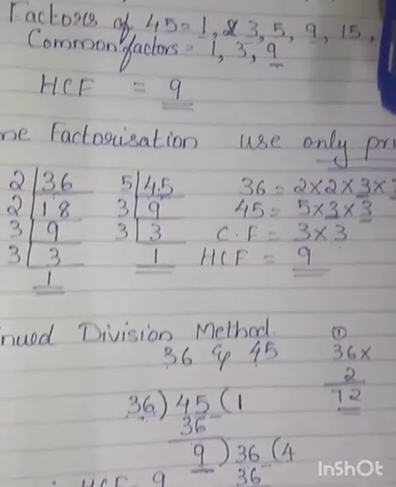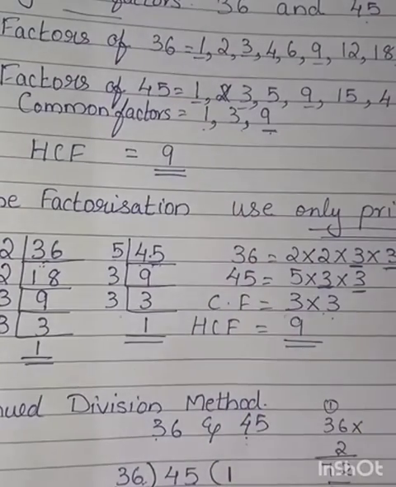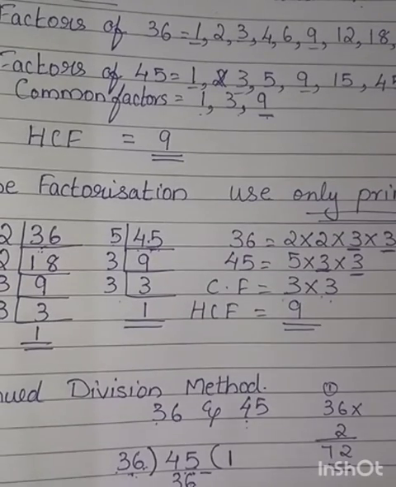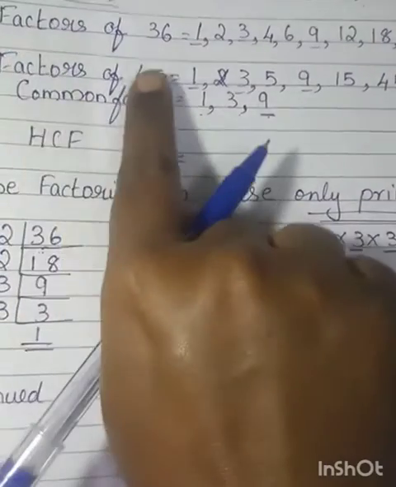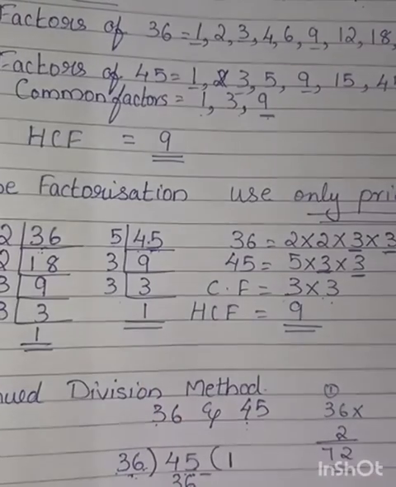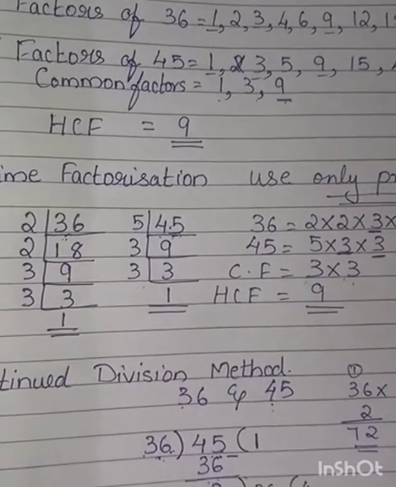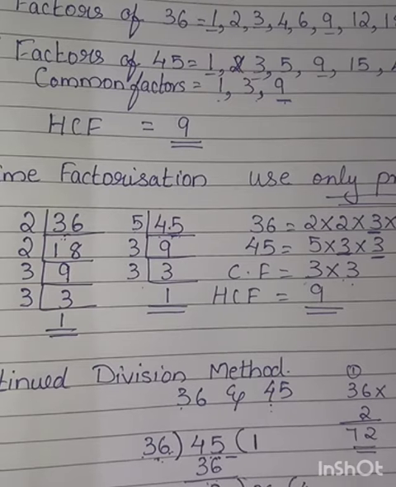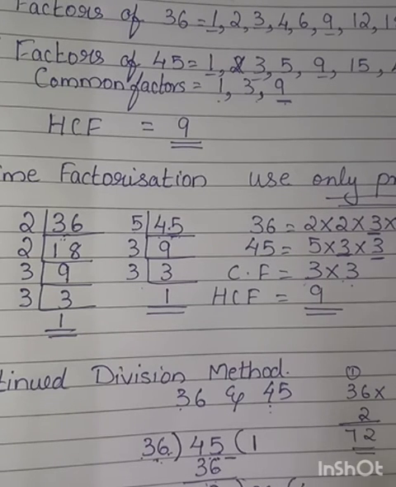So here you can see in all the 3 methods we got HCF as 9 itself. Whether it is the listing the factors method, the prime factorization method or the continued division method, we got the HCF as 9 itself for the numbers 36 and 45. So I hope you guys understood how to find out HCF using 3 different methods.